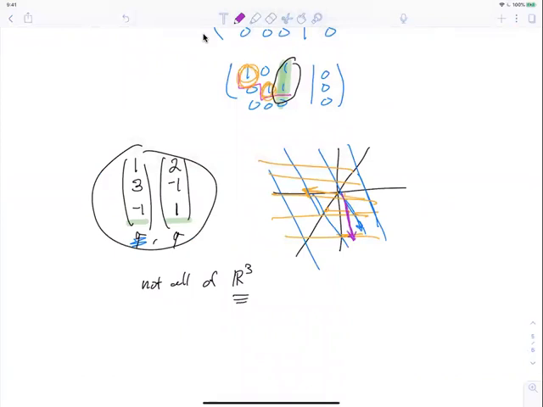So this is a nice example of a vector space which is not all the ambient space, but still is described by more than one vector.